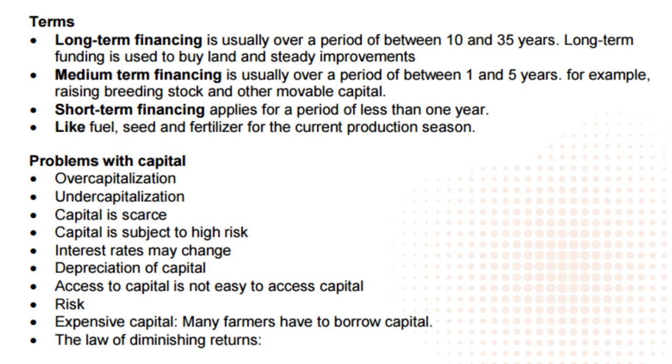Problems with capital. Overcapitalization. Undercapitalization. Capital is scarce. Capital is subject to high risk. Interest rates may change. Depreciation of capital. Capital is not easy to access. Risk. Expensive capital. Many farmers have to borrow capital. The law of diminishing returns.